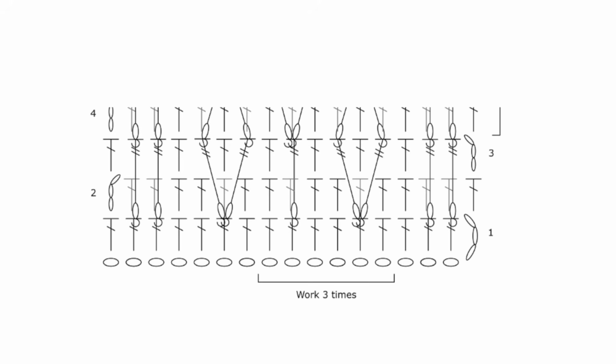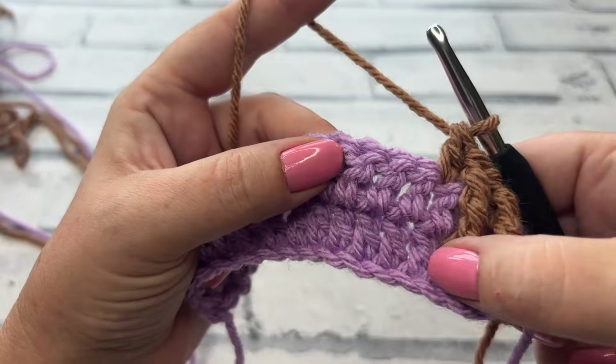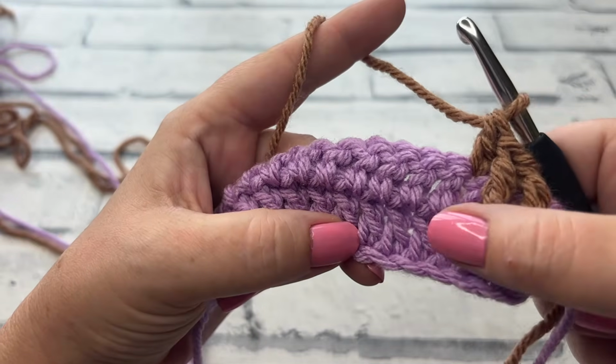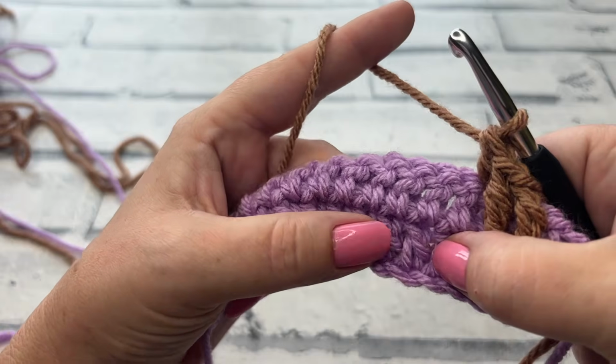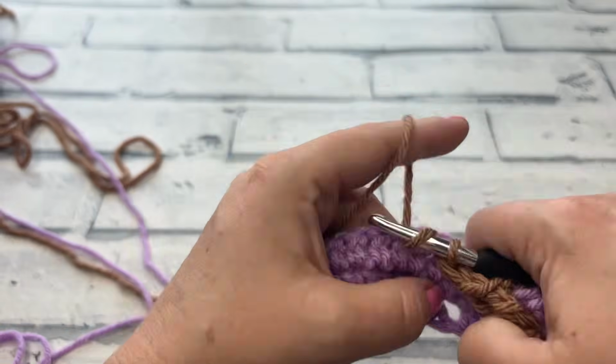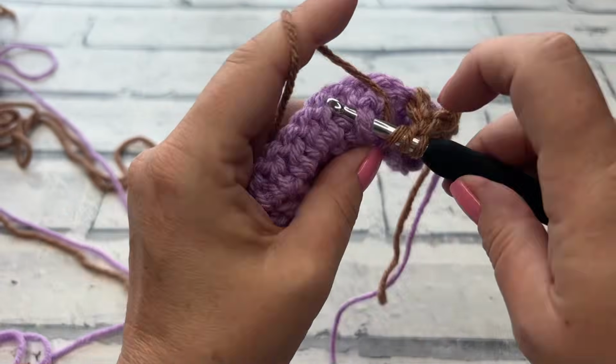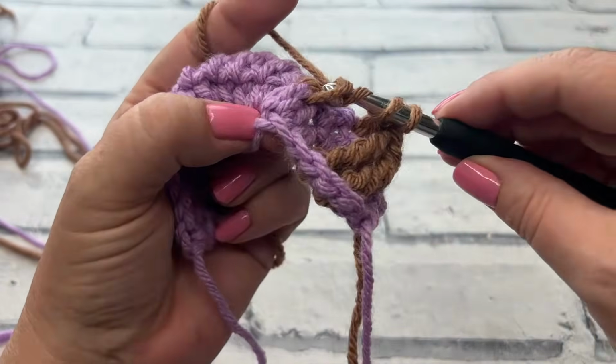after our last post, and we can count those posts visually on our fabric. So there's our last post. We're not working that one. We're not working this one. We're going to go around that next post. And we're working our extended treble.